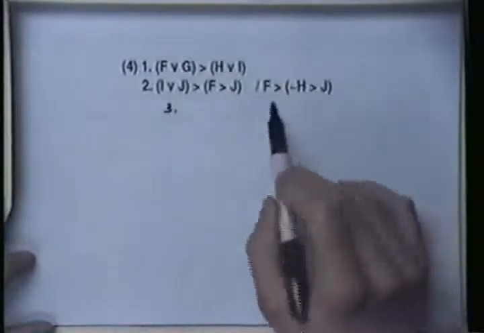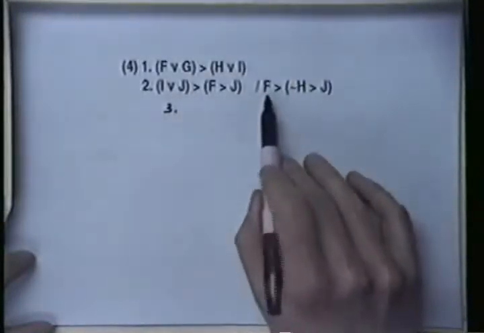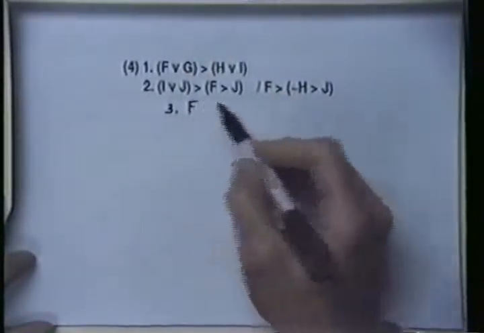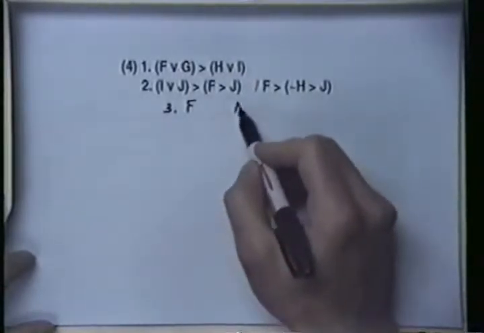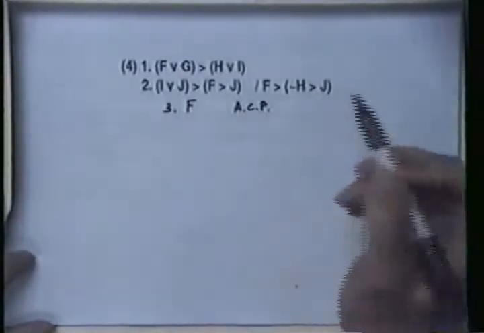Let's begin step by step now. We want to assume the F. That's the antecedent of the conditional we're hunting for. And so that is assumption, conditional proof.